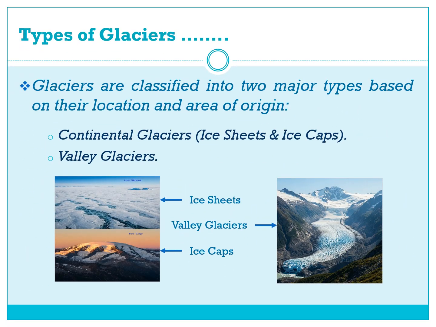Types of glaciers. Glaciers are classified into two major types based on their location and area of origin: continental glaciers, which include ice sheets and ice caps, and valley glaciers.